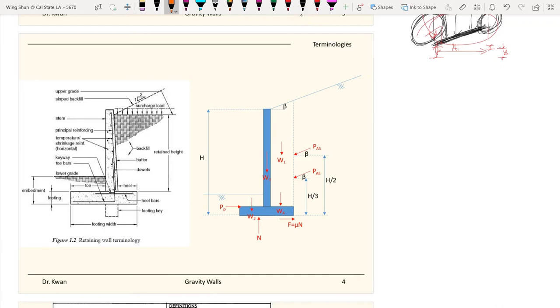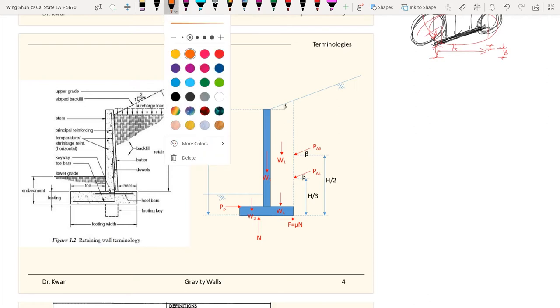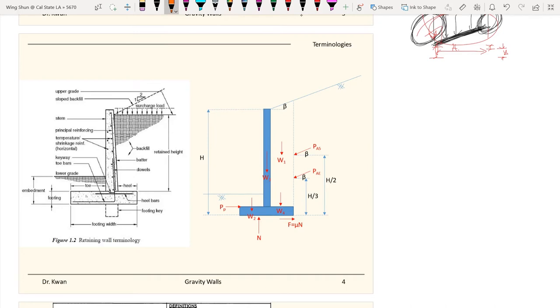Okay, so here are two pictures of the cantilever walls, and the left hand side demonstrates the different terminologies of different components of the wall. At the footings of the wall, the left hand side of the stem, we call the toe part. And the right hand side, at the backfill side, we call the heel.